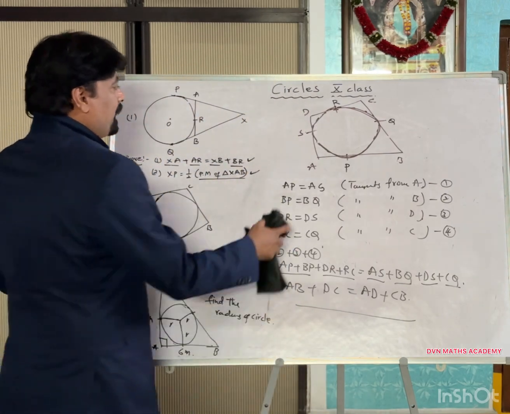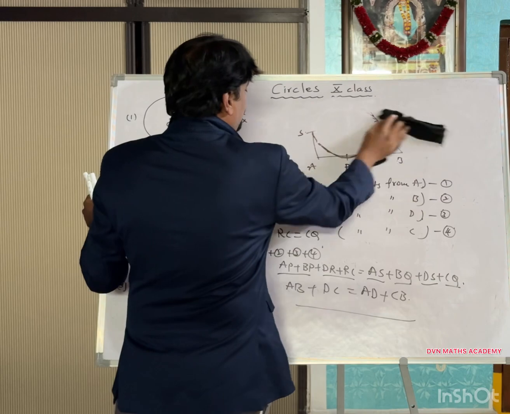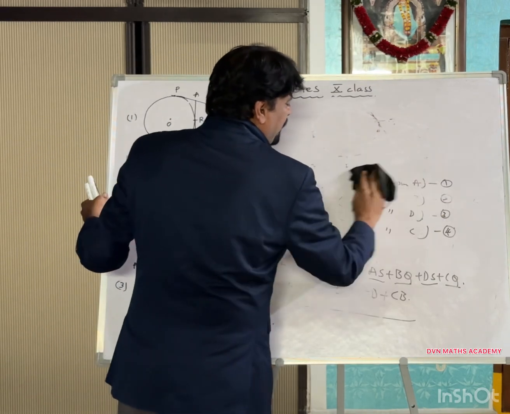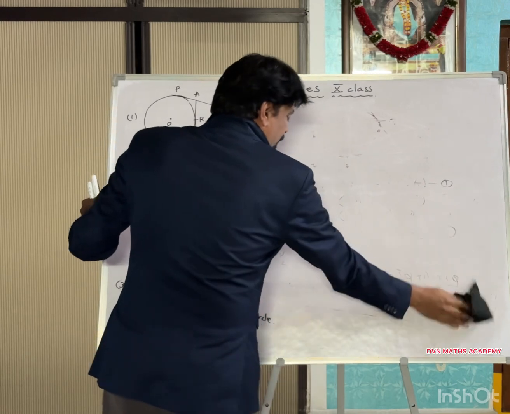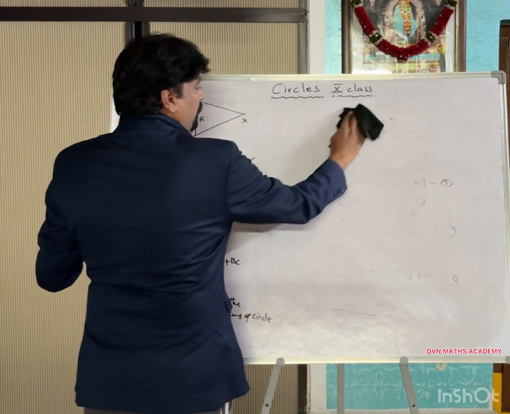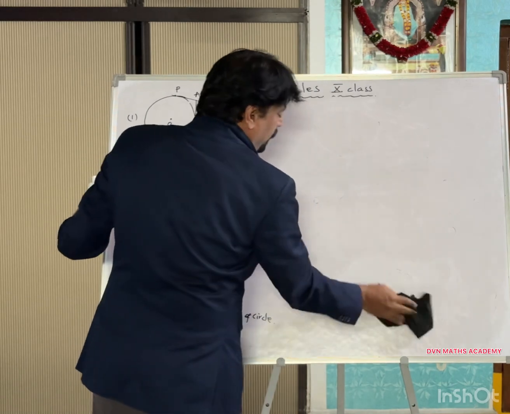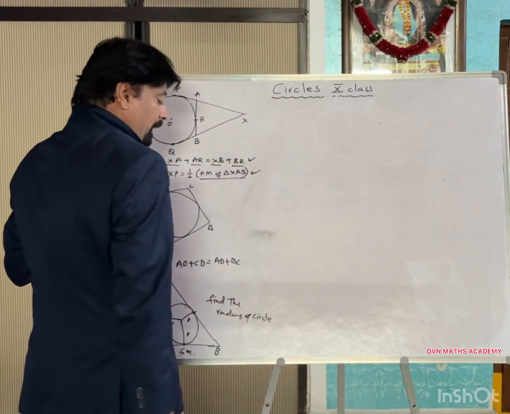And this third question is also very interesting, and it is also very important, and this question has been asked so many times in your annual exam. In this question also we are using theorem number 1, that is nothing but the lengths of the tangents from the external point are equal. So that theorem only we are using here.